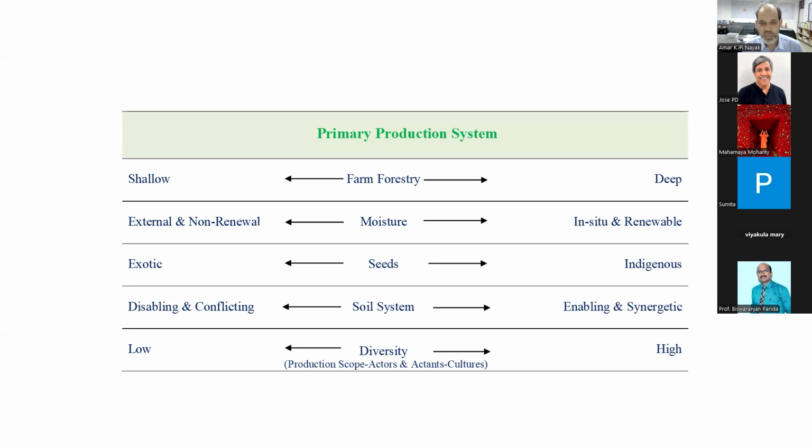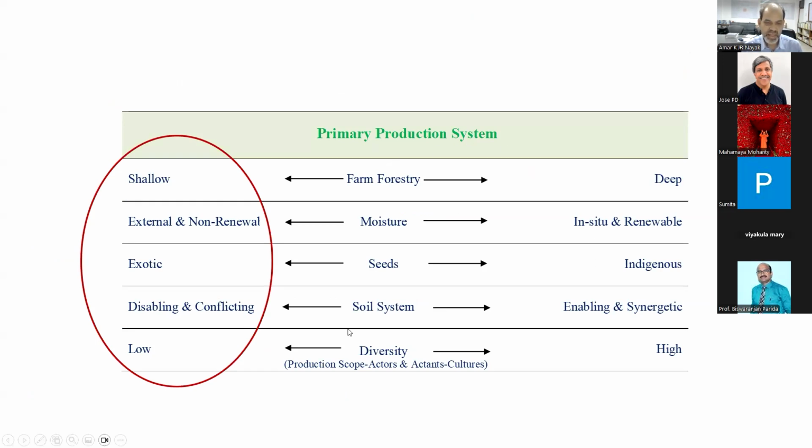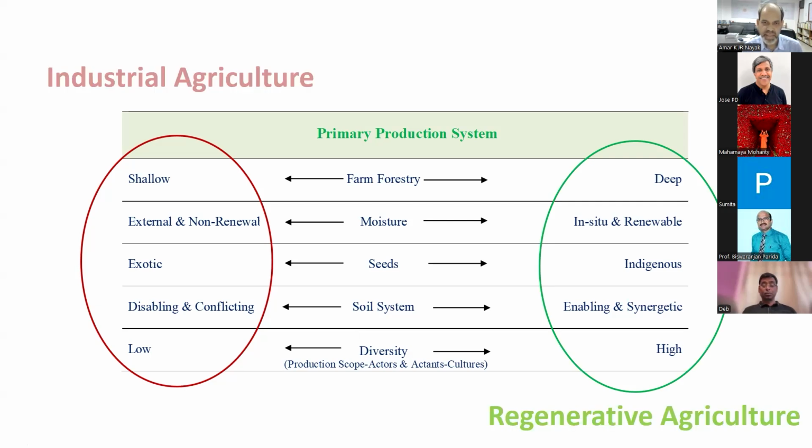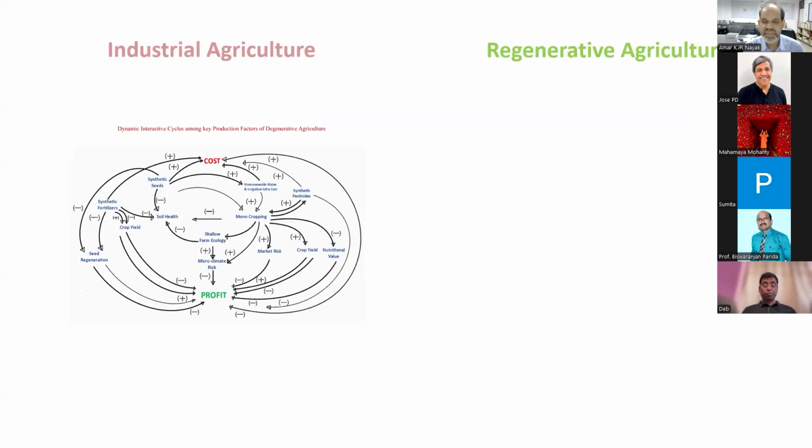So what happens, I'll broadly and quickly show you: if this is the agricultural sector and these are 5 factors, and these are the 5 topics given under primary production for the conference, one can choose a set of variables on one end or the other end, and it will produce different kinds of cycles. One is of course industrial agriculture, the other is regenerative agriculture, and they produce different kinds of cycles.